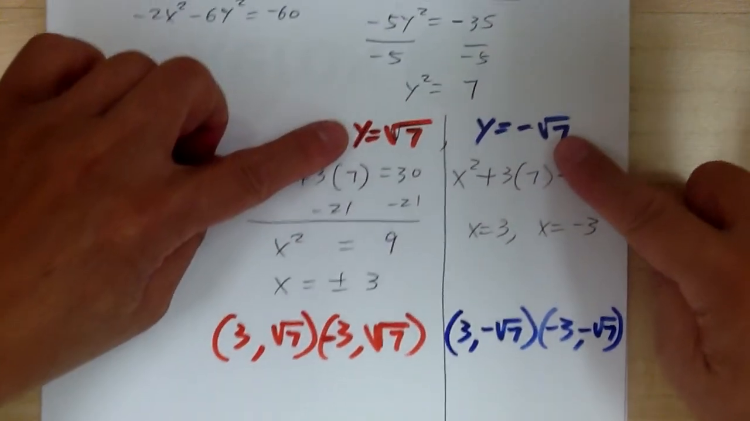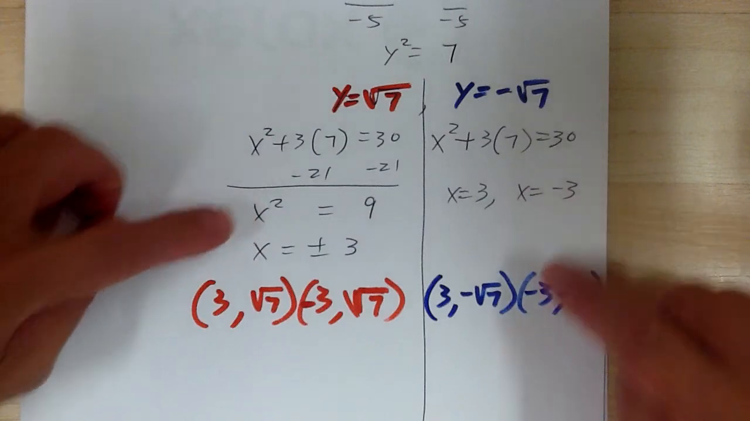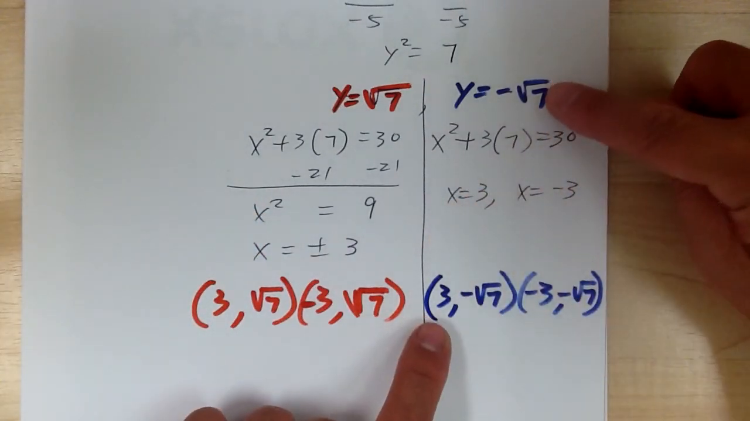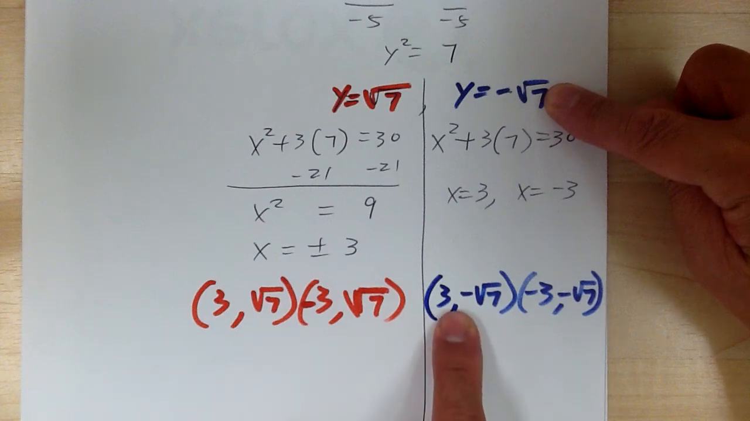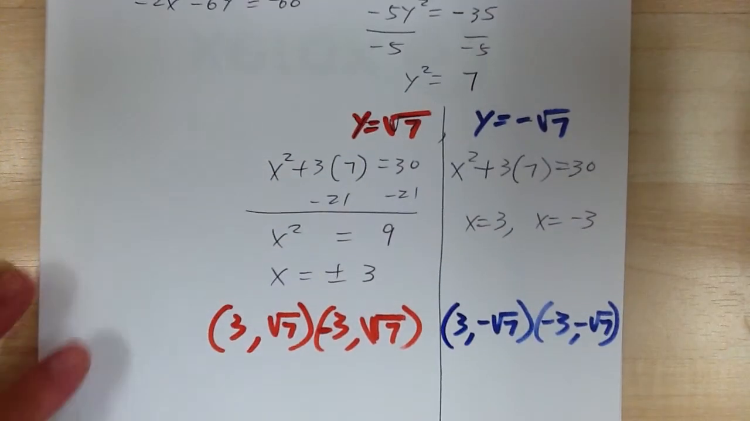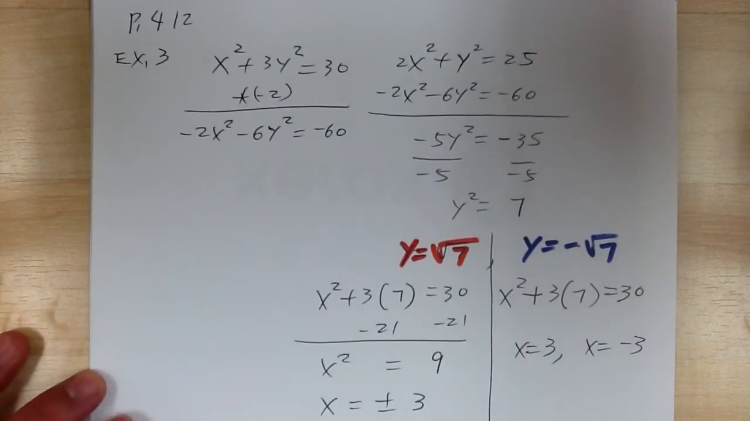Okay, so after you solve for each one, you have to go and look for the other variable, and whatever you get from this case, you get two options. So you're going to get negative square root of 7, 3, and from here you're going to get these, right? Okay, so let's go and do some practice.